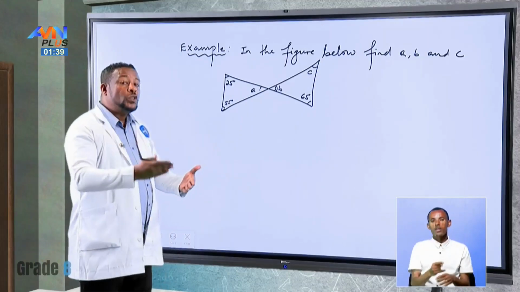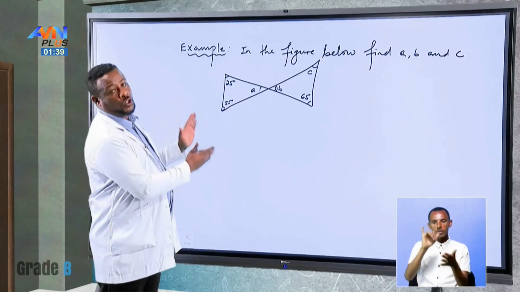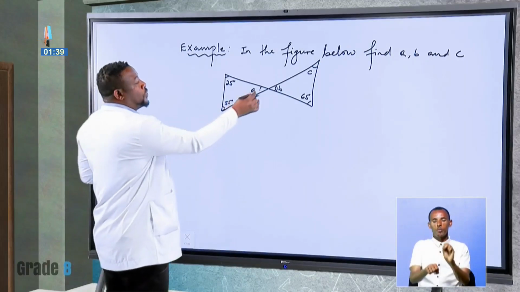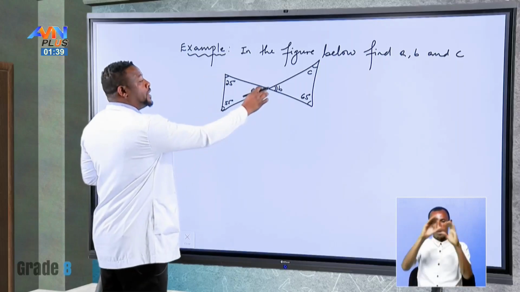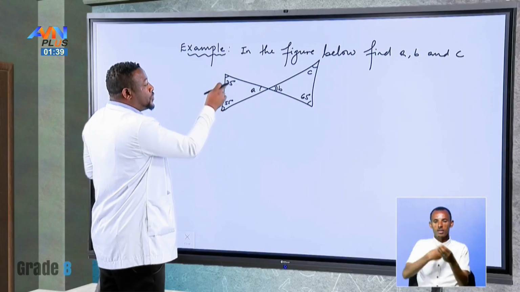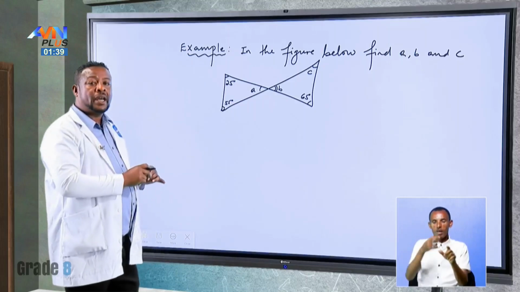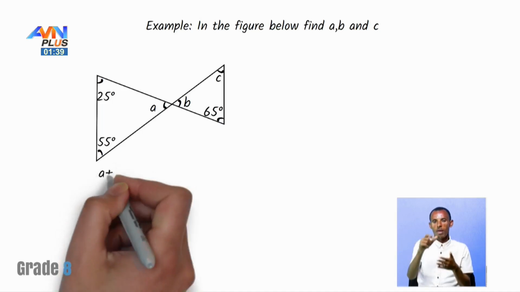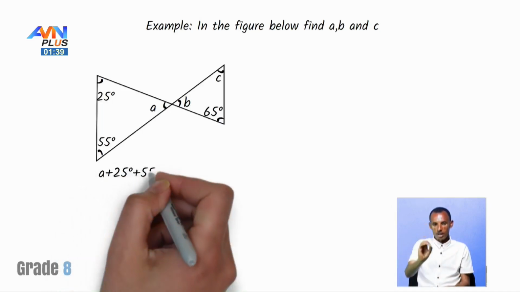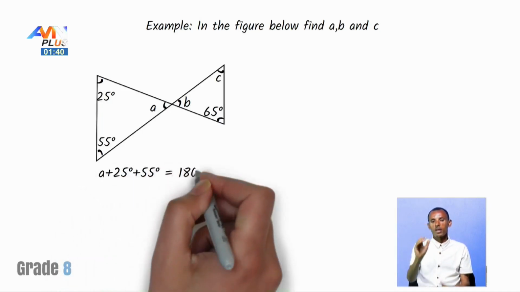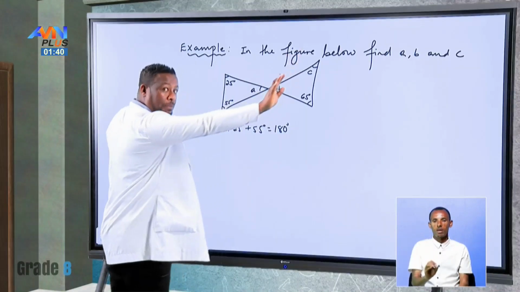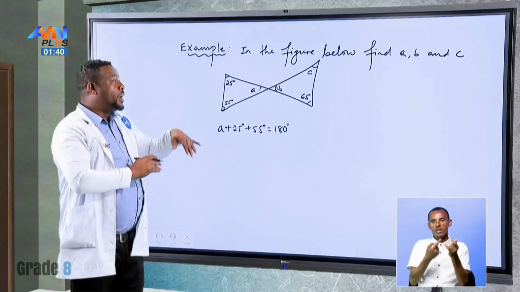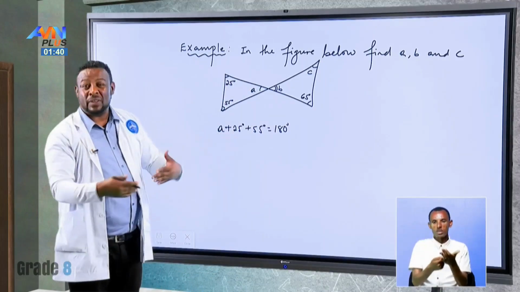So you need to follow the theorems that we used in our previous example, right? Consider only this triangle. The sum of these three angles must be 180 degrees, so you write A plus 25 degrees plus 55 is 180 degrees. You can ignore the other parts of the triangle and consider only this part. Whenever you do this, you will have the value of A.